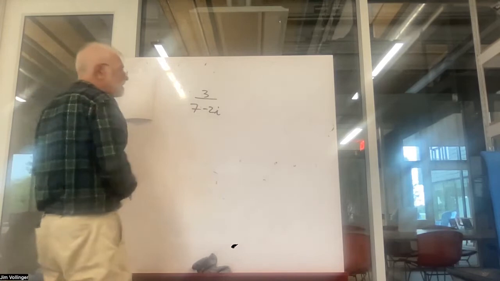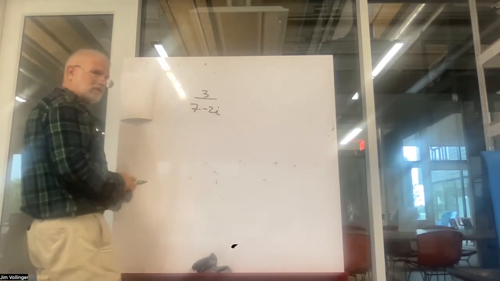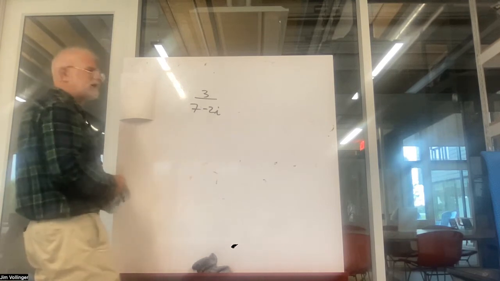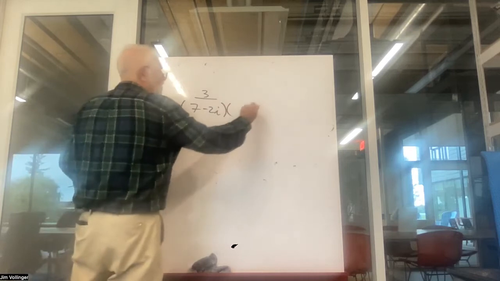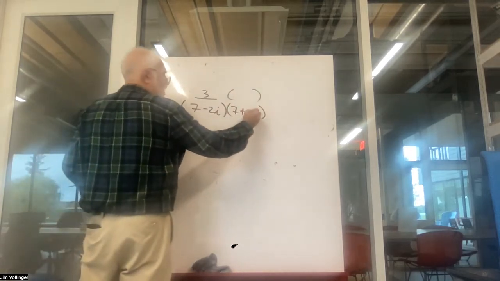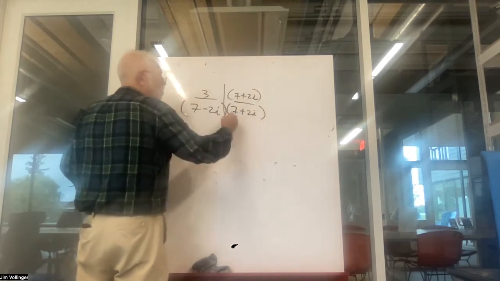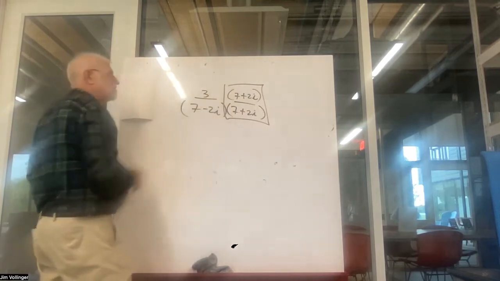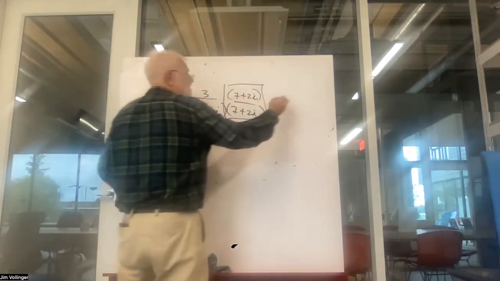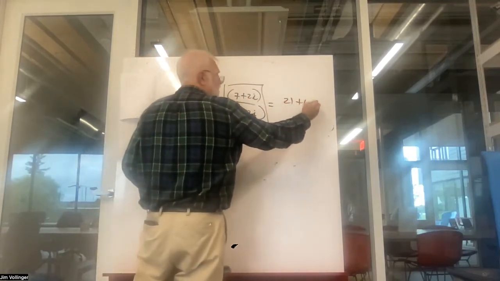So what did we do in class today? We conjugated, right? In an English class or a language class, you conjugate verbs. So we're gonna change the tense here. You remember what to multiply by? 7 plus 2i. 7 plus 2i, which is the number 1. That's the number 1. It's not going to change the size, but it's going to change the look. 3 times 7, 21. 3 times 2i, 6i.